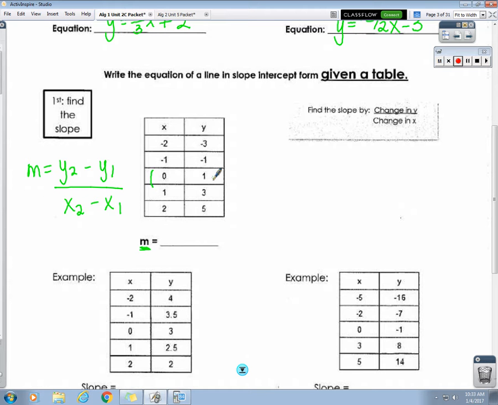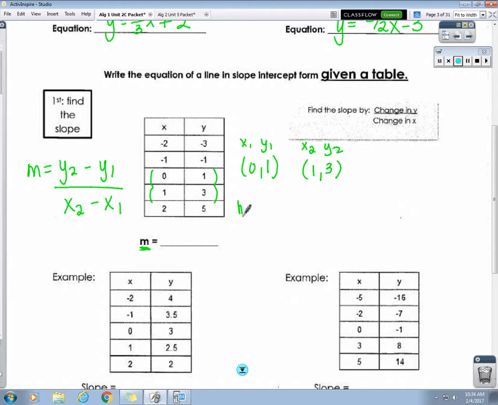Okay, but that's only 1 point. What other point do you want to work with? Okay. So if we're using those points, 0, 1 is the first point that was picked. So we'll call it x1, y1, because that's the first point we picked. And then 1, 3 was the second point we picked, so we'll call it x2, y2. Well, now that we've labeled them like that, don't we know exactly where to put them in the formula?